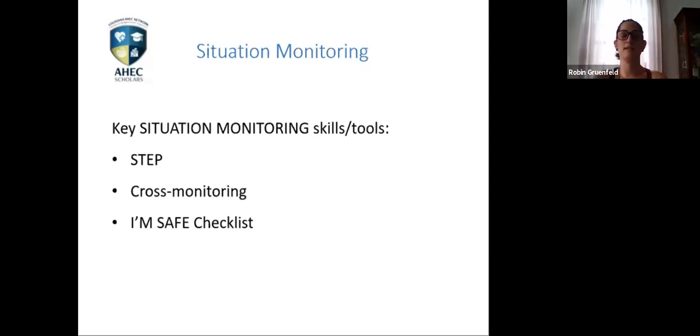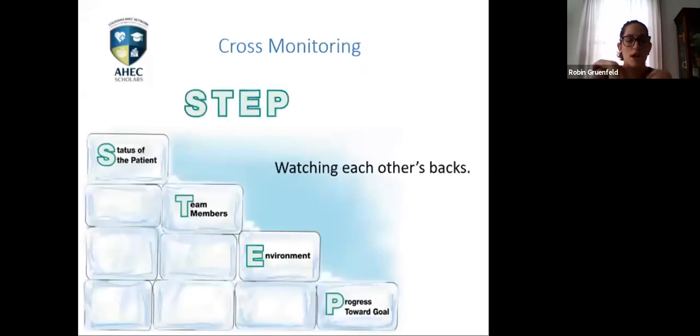So coming back around to this idea, like Nora was reinforcing earlier, that the patient is a collaborator in their care. When we're talking about all of these team things, we need to make sure that if the patient can communicate, they're being communicated with. So let's see, starting with STEP. And like I sort of alluded to, it's this cross monitoring, this watching each other's backs piece. So the components are the status of the patient, the team members, the environment, and the progress towards the goal.